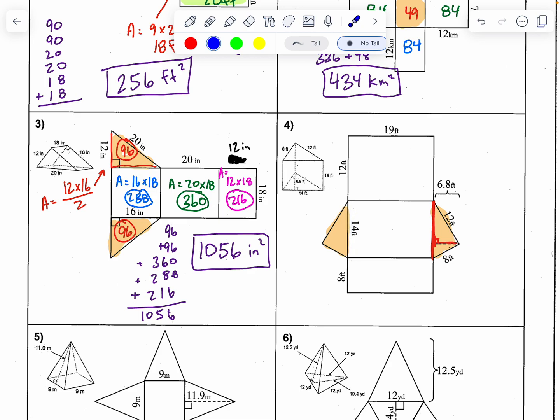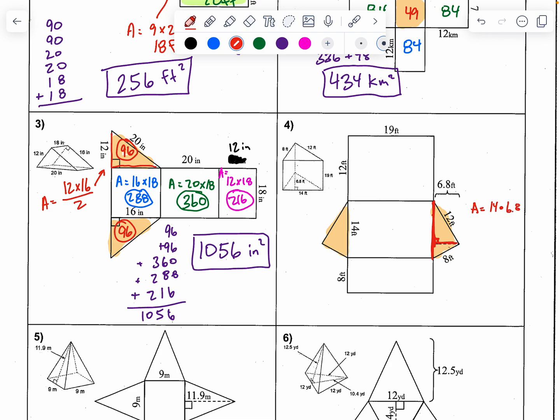So the length is 14, and what is the height? It's not 8, and it's not... Oh, there it is, 6.8. So it's 14 times 6.8. Kind of weird, but, you know, you've got to look around for the actual numbers. You can't just grab the nearest number. So base times height, 14 times 6.8. Oh my gosh. I'm just going to use my multiplication dot.